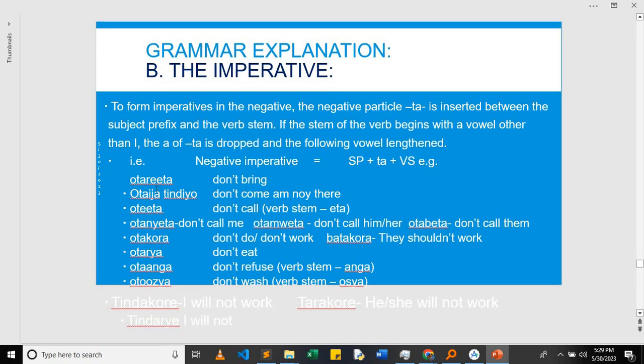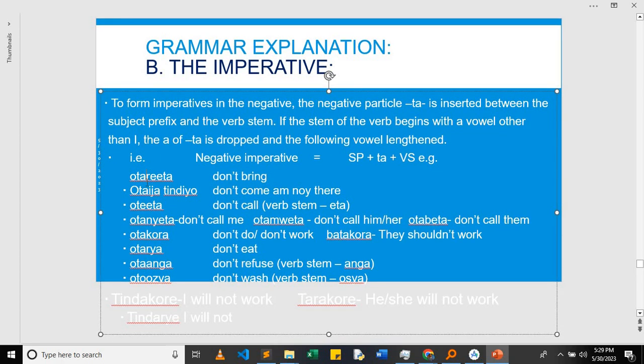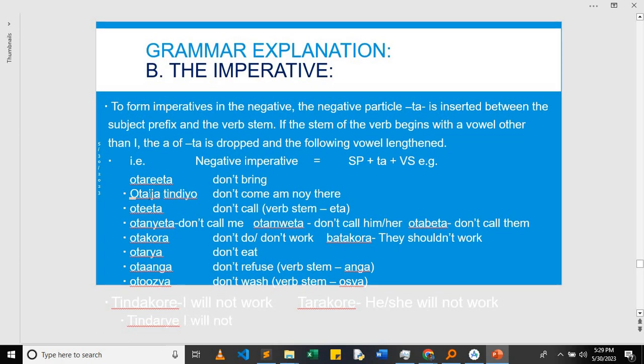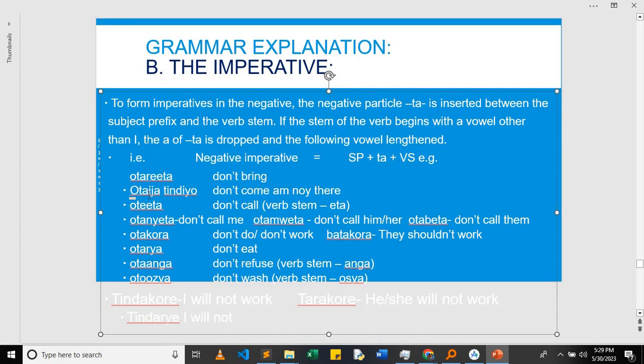So what do we do? The ta is put as it is. Then we have ija. If you want to make ija negative, you add the subject prefix, which is o, and then you put ta, and then the verb. The verb begins with I, and so the I is not dropped. We go to eta. This word eta means to call.